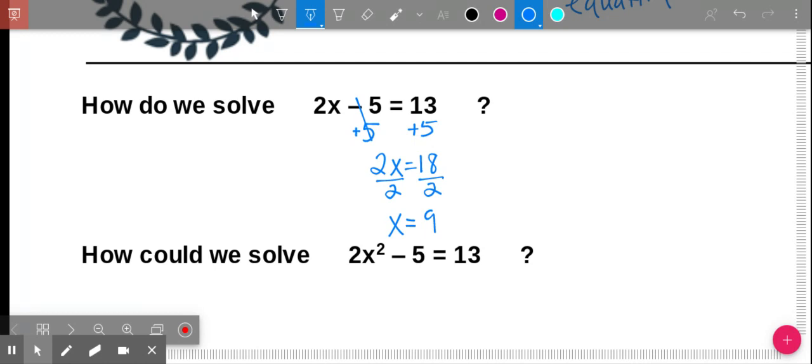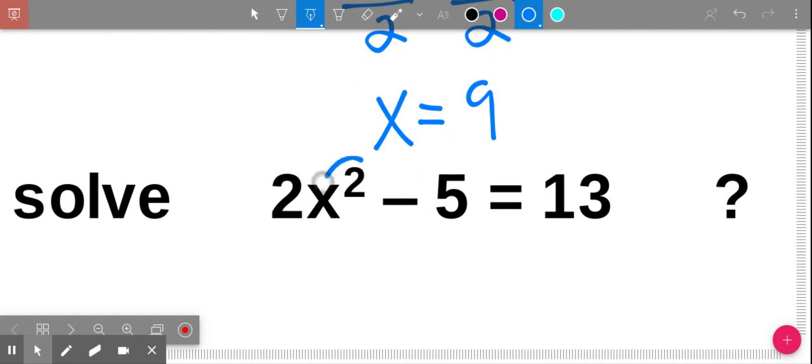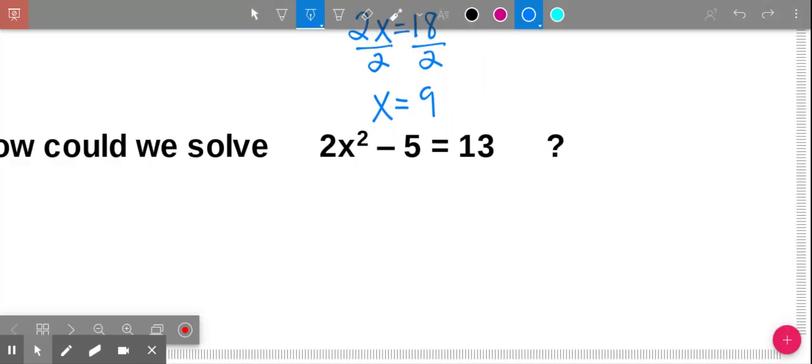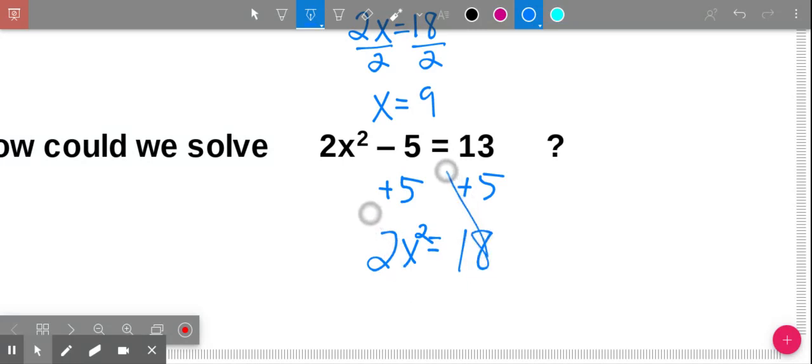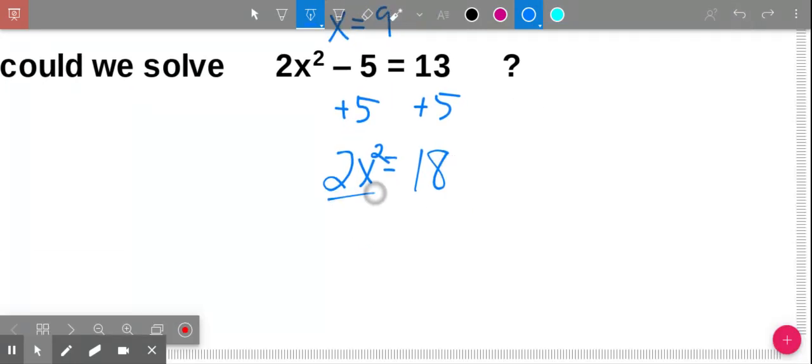It says, how could we solve 2x squared minus 5 equals 13? Notice now we have that squared. We're still using our inverse operations. So to get rid of that minus 5, we're going to add the 5 over. So I'll have 2x squared equals 13 plus 5 gives me 18. We're still doing the same thing, dividing out the 2. That's going to go away. I'll have x squared is equal to 18 divided by 2 gives me 9.